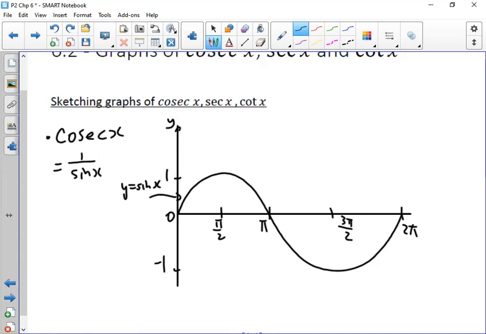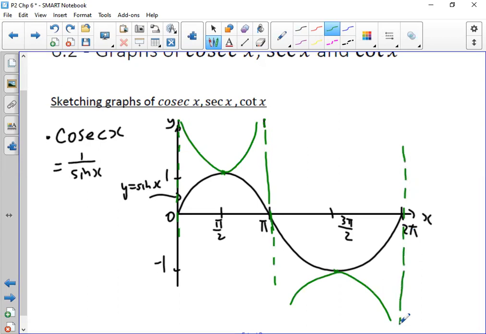Now what about the graph of cosec? We're going to use the sine x graph to help us draw it. It will be a reflection of the sine x graph. Take the highest point as your reflection point, and it's going to look like this, with an asymptote here and another asymptote there. What about this point? Take the lowest point as your reflection point, and there's an asymptote there. So the green graph is the y equals cosec x graph.